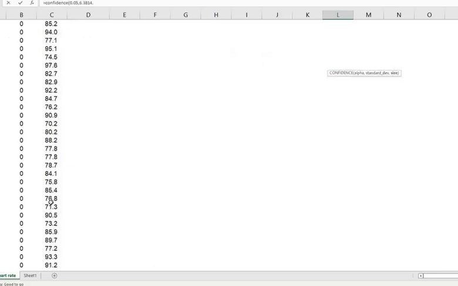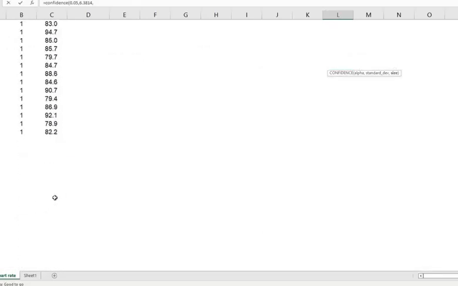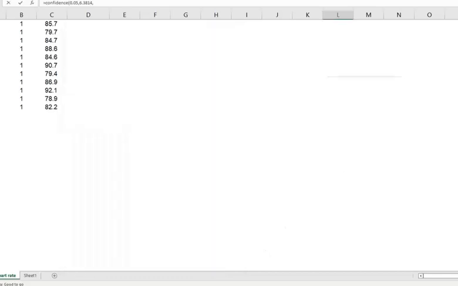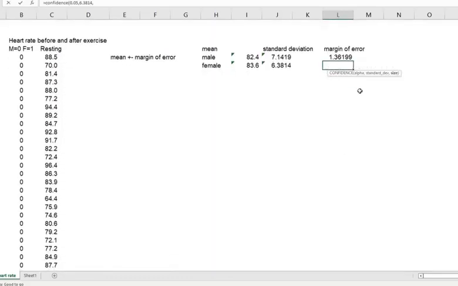And then sample size, I think, is roughly the same for females, but just to check, it starts on cell 113, ends on cell 204, so it is going to be different. So that's 113 minus 204. That's 92. There's 92 females in the data set. Okay, and there's the margin of error for females. So now we're ready to construct the confidence intervals, and then we're done.